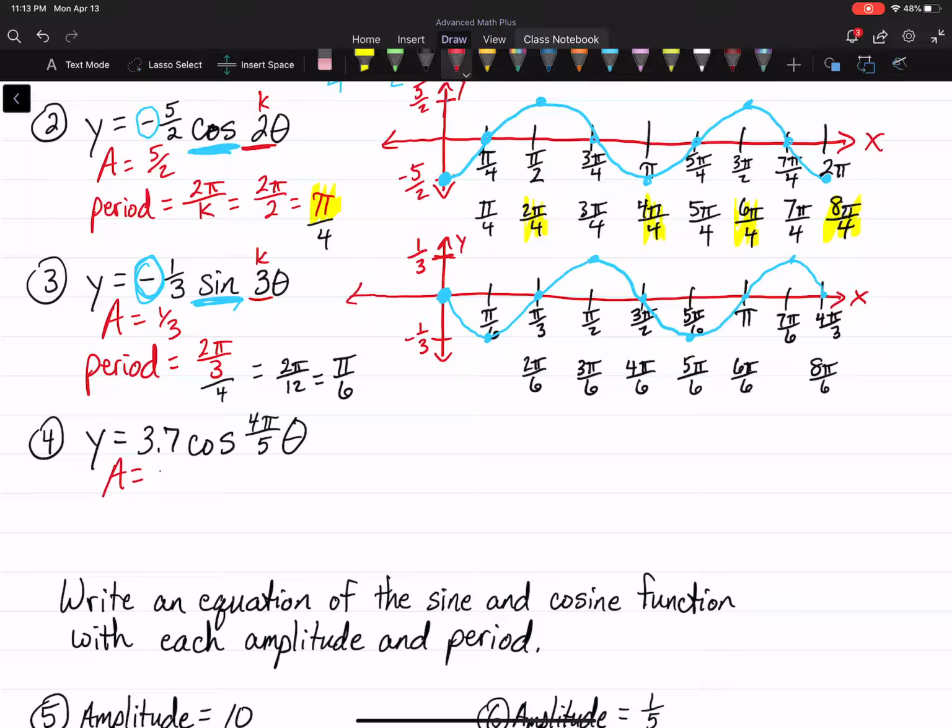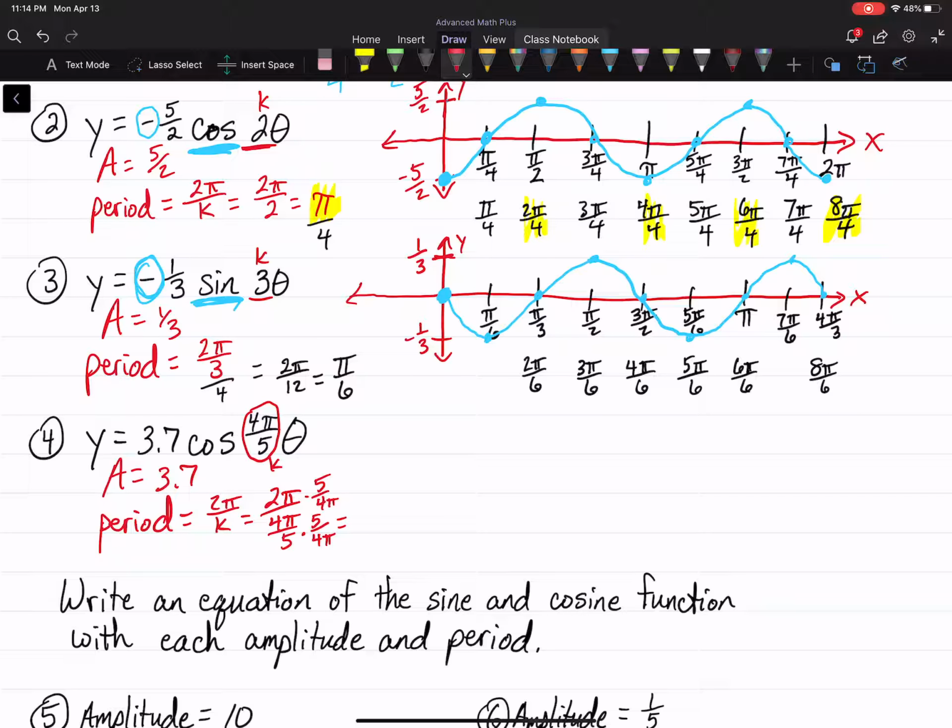Amplitude, 3.7. Period, one we have to do a little finagling with, 2 pi over k. So that's 2 pi over 4 pi over 5. Good gracious, that's ugly. So we're dividing by a fraction. Because 4 pi over 5, excuse me, is my k, I'm going to flip it and multiply.